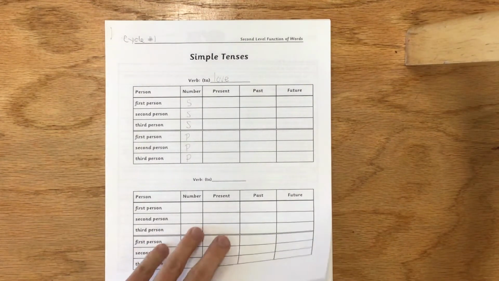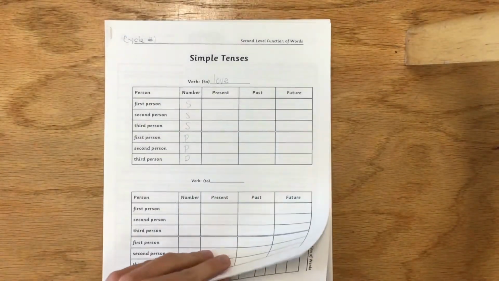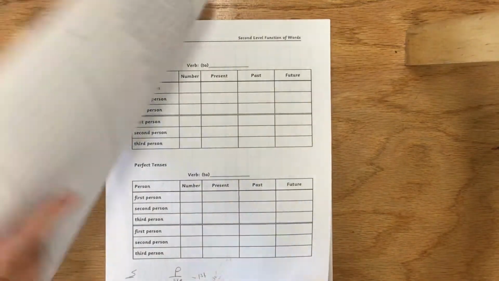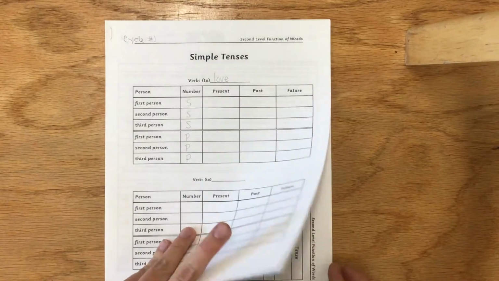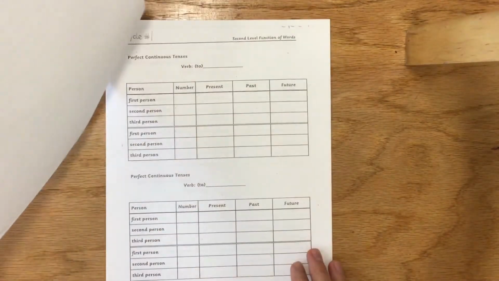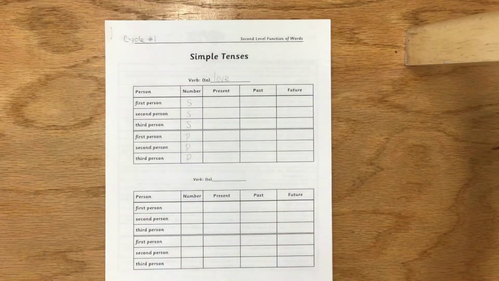And let me just show you, we have simple tense. We have perfect tense, continuous tense, and perfect continuous tense. Did you know there were 4 types of tenses besides present, past, and future in our English language? Well, other languages have this too.